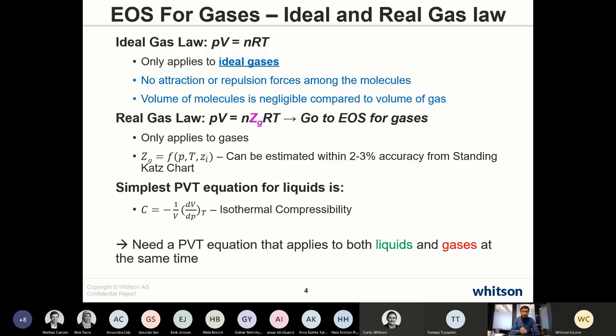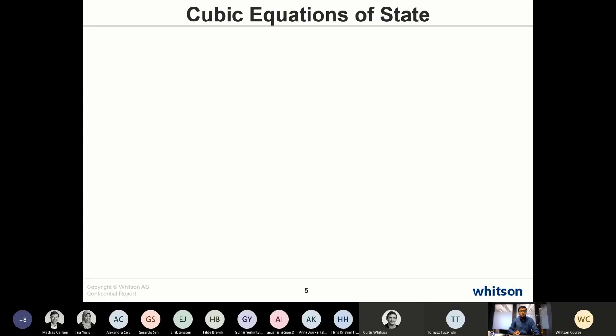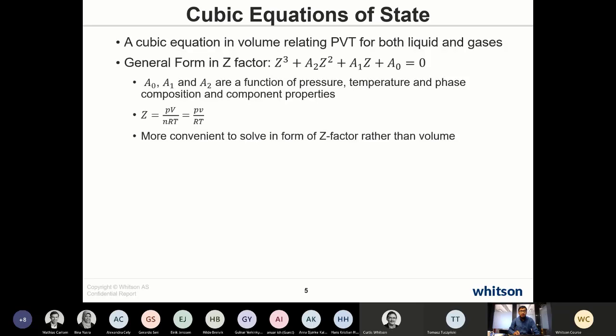So really, what we need is a PVT equation that applies to both gases and liquids at the same time, and that is achieved by the cubic equation of state model. It's the same equation that describes the pressure, volume, and temperature relationship for both gas phases and liquid phases. In terms of the Z factor, we can write this equation like this. This is why it's called cubic, because the highest power in the equation is this cube here. So that's why these are cubic equations of state.